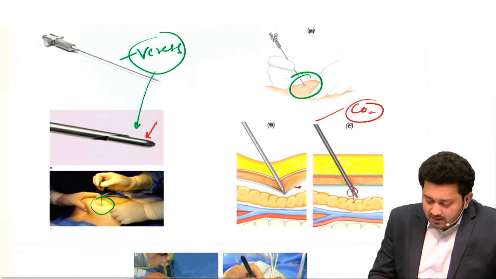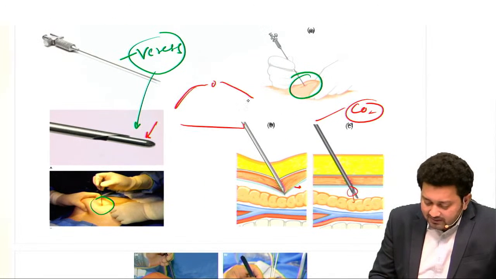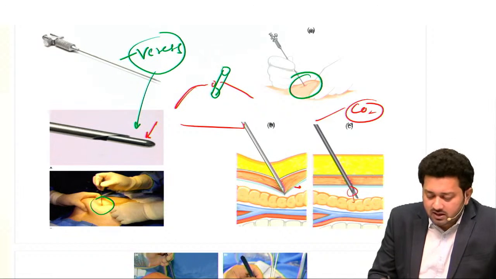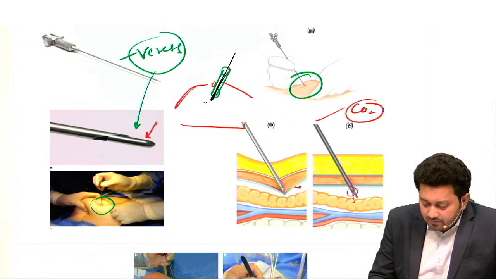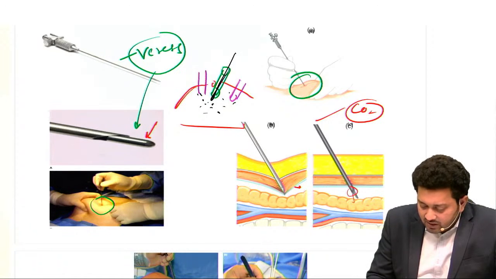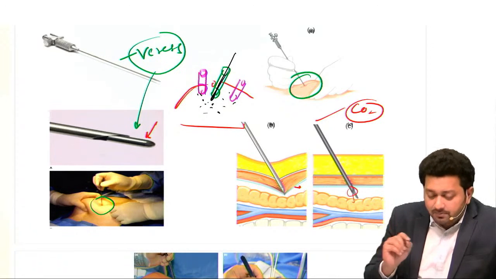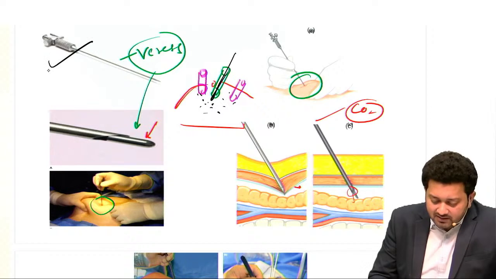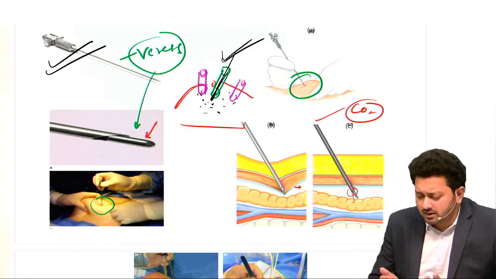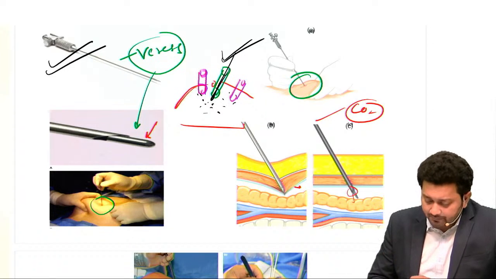After the abdomen is filled with carbon dioxide, you will put the first port. Through the first port you will put the telescope. Now the telescope will show you whatever is inside, and now the other ports you can put under vision. So at two areas we are blind: at the Veress needle and at putting the first port. Injuries can occur, they do occur, but most of the time people manage.